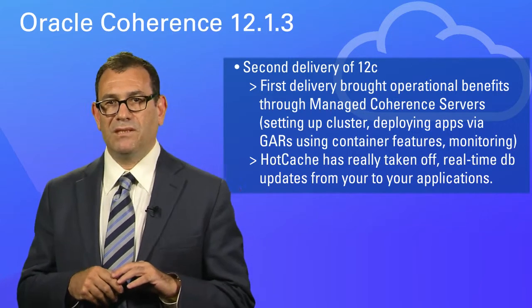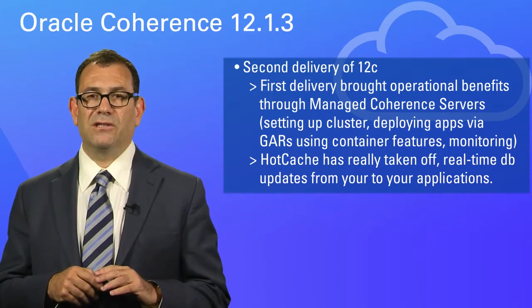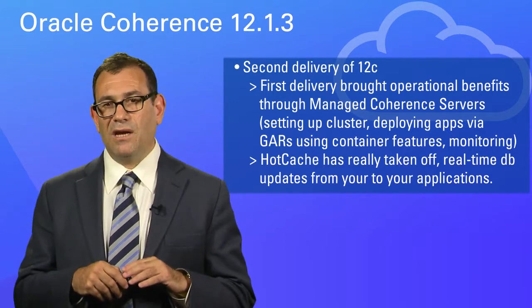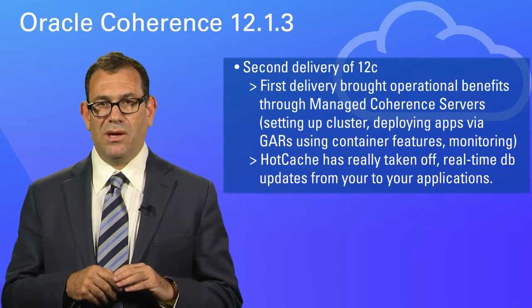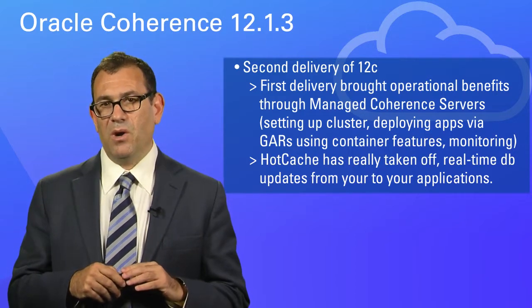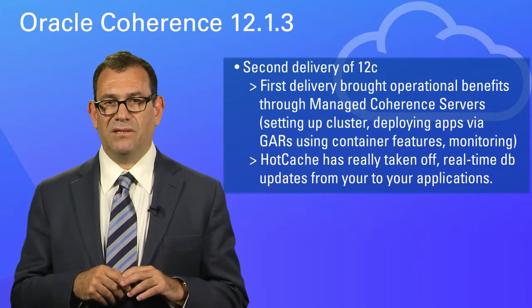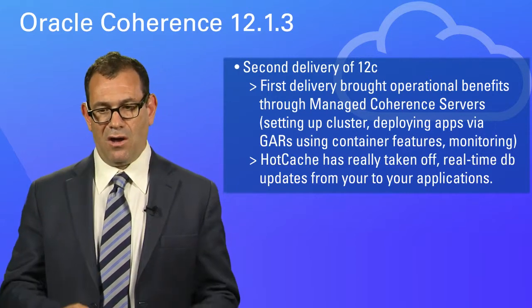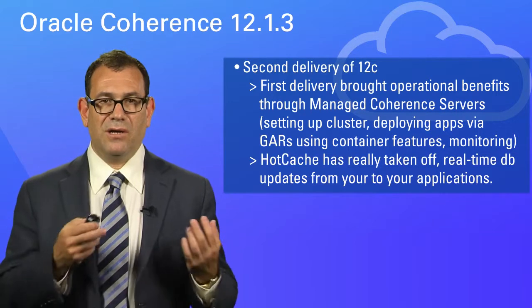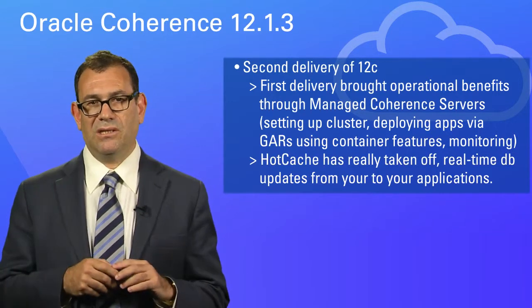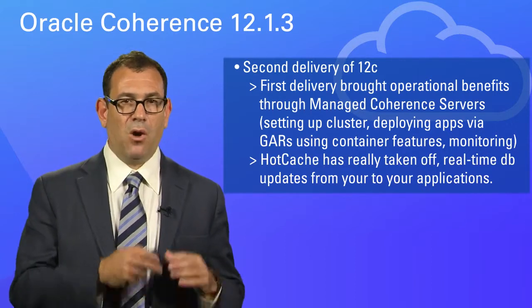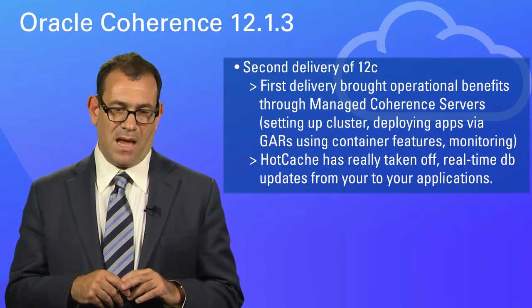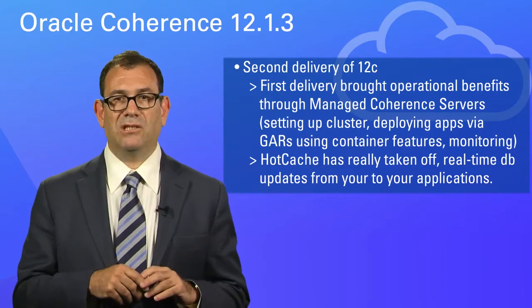For Coherence, this is really the second delivery of 12c. The first delivery was called 12.1.2. This is called 12.1.3. In 12.1.2, we brought several features to the market, and two that have been particularly impactful. One is something that we called managed coherence servers. And the goal of that is to simplify the entire life cycle of setting up a coherence cluster, of deploying applications to the cluster, of monitoring that whole application infrastructure. And we did this by leveraging the WebLogic Management Framework. And again, we rolled it up as a feature called Managed Coherence Servers.